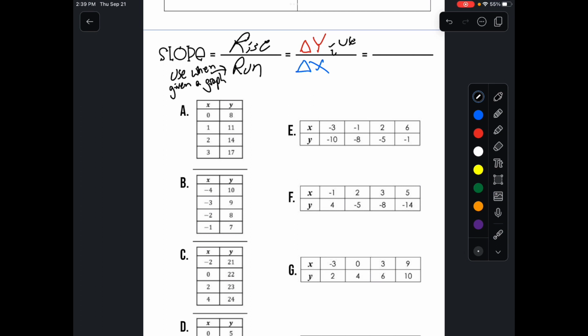Use when given a table. Use when given a table.